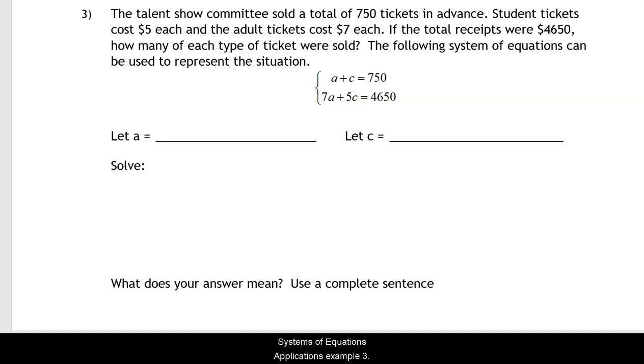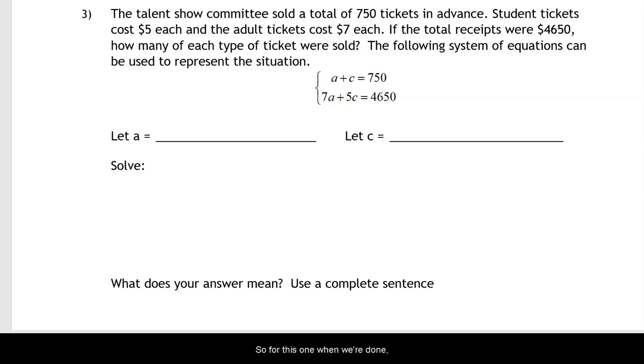Systems of Equations Applications, Example 3. The Talent Show Committee sold a total of 750 tickets in advance. Student tickets cost $5 each and the adult tickets cost $7 each. If the total receipts were $4,650, how many of each type of ticket were sold? The following system of equations can be used to represent the situation.